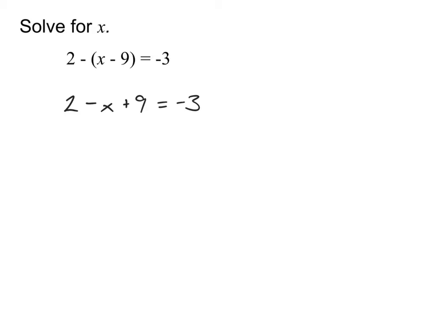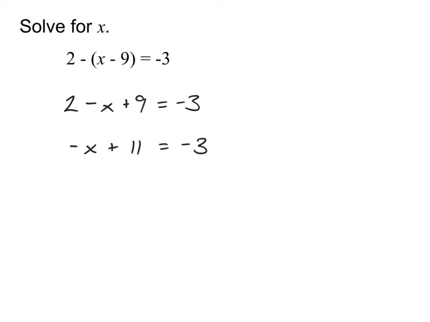All right, now that we've gotten this far, before I start moving stuff side to side in my equation, I notice that there is something I can do to simplify the left-hand side of my equation. I see some like terms that I can combine. So I'm going to do that. Notice I have a positive 2 and a positive 9. Well, 2 plus 9 is 11. So then I'm going to rewrite this then as negative x plus 11 equals negative 3.